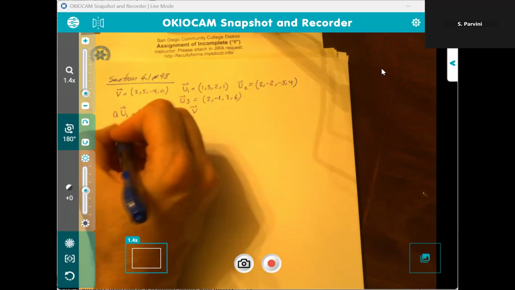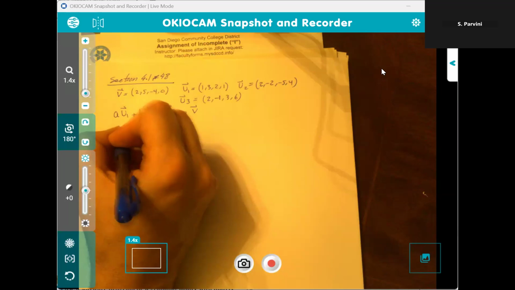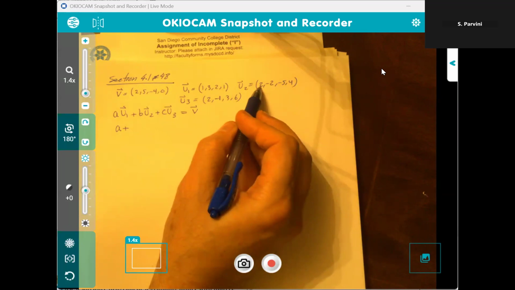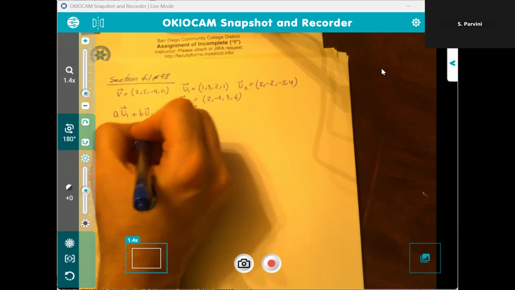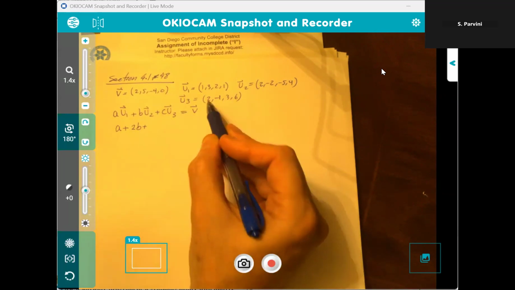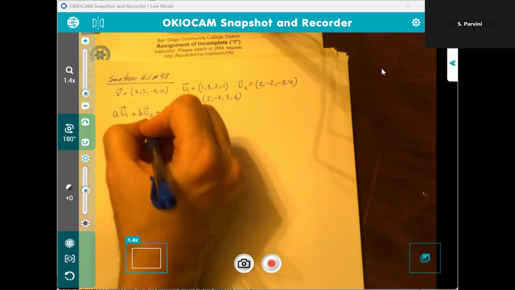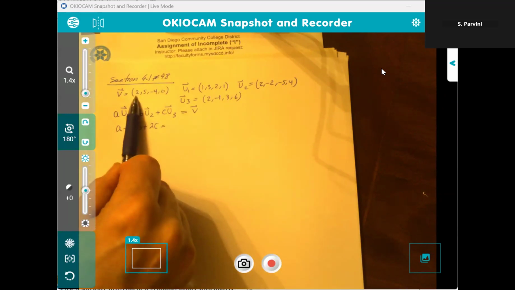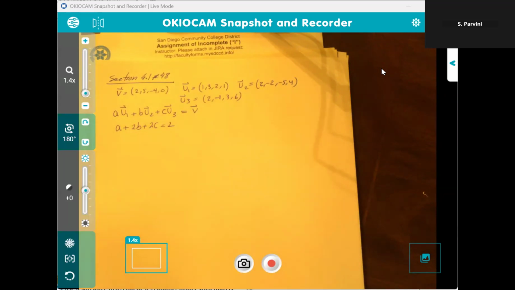So in other words, this is what I mean. A times 1, so that's A, plus B times 2, the first component of U2, that's 2B, plus CU3, first component is 2, 2 times C, that's going to be 2C. The sum of these should equal the first component of vector V, and that's 2. That's my first equation.